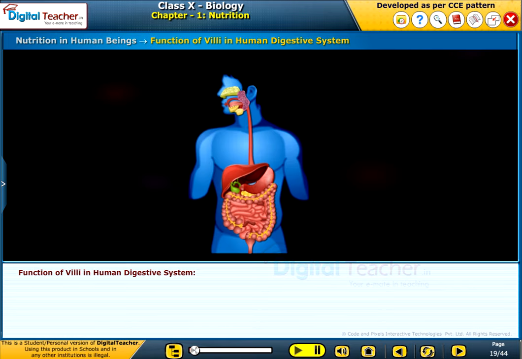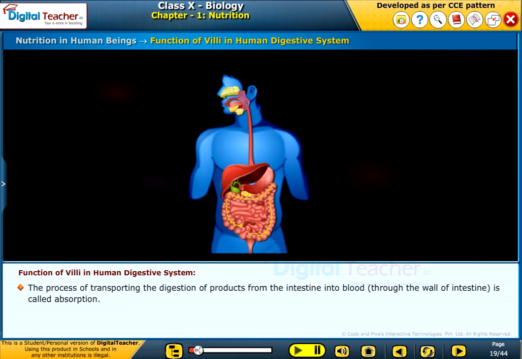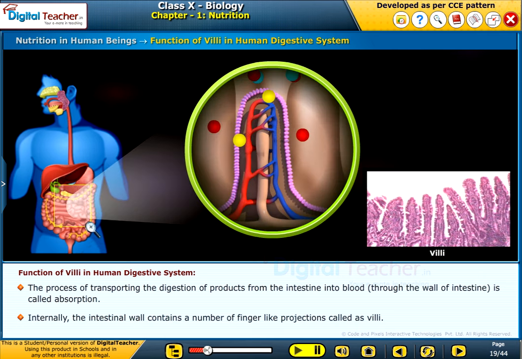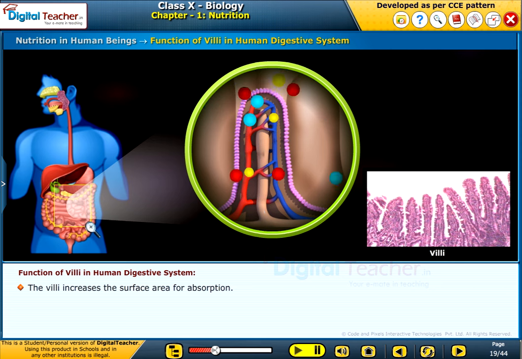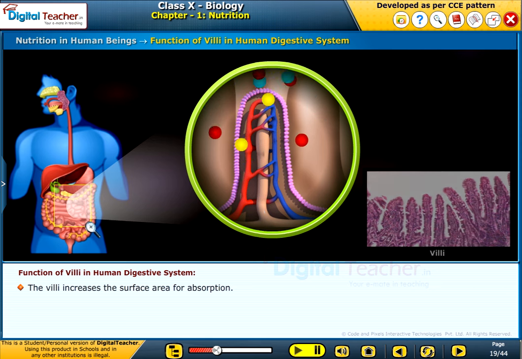Let us learn the function of villi in the digestive system. The process of transporting the digestion products from the intestine into blood through the wall of the intestine is called absorption. Internally, the intestinal wall contains a number of finger-like projections called villi. The villi increase the surface area for absorption.